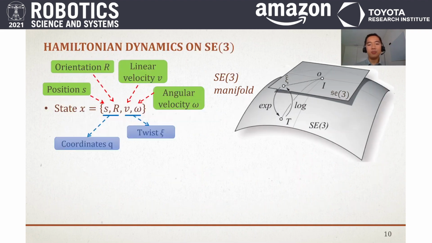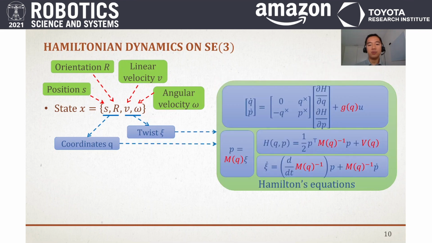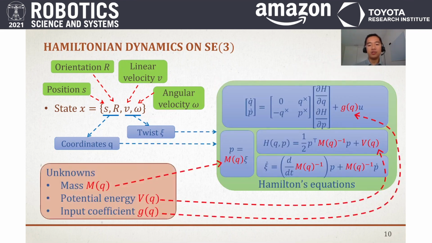It turns out that if we reformulate the states X as coordinates Q and twist C, the Hamiltonian dynamics over the SE3 is governed by this Hamilton's equation with three unknowns: the mass m, the potential energy V, and the input coefficient G. We are going to use this Hamiltonian formulation to design our model.